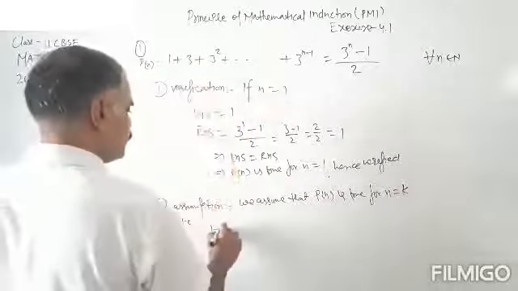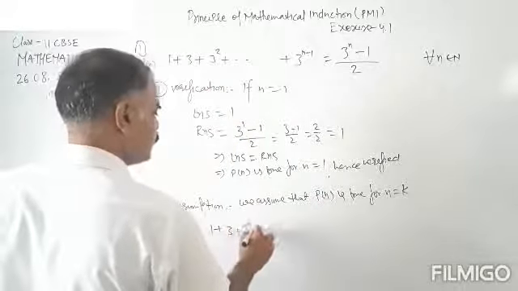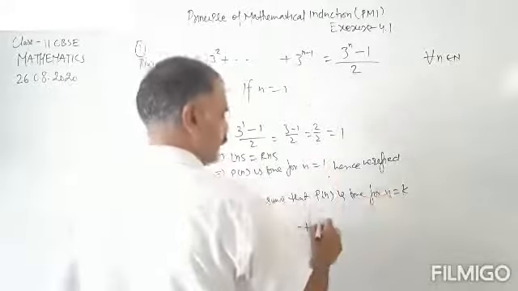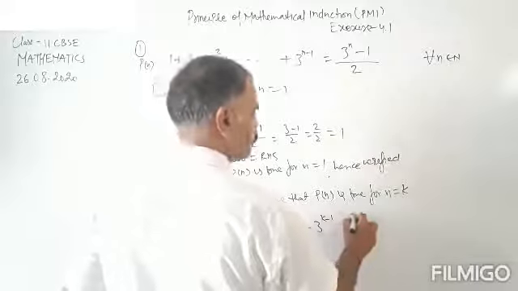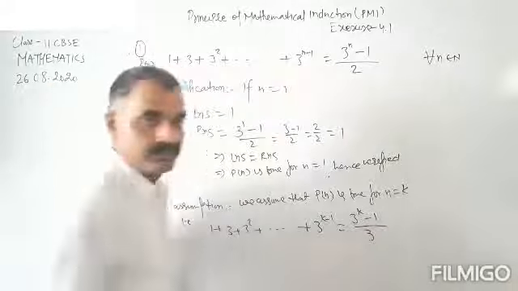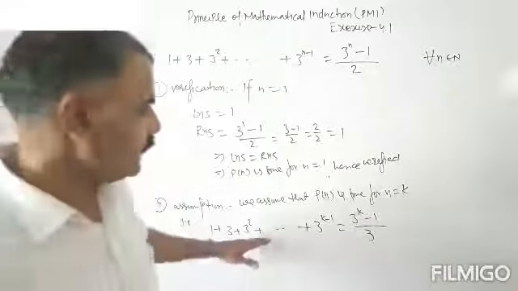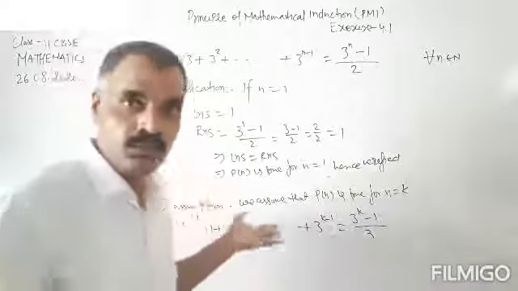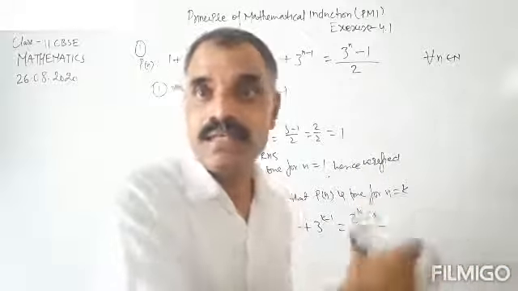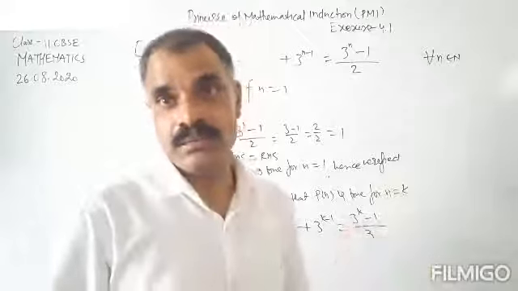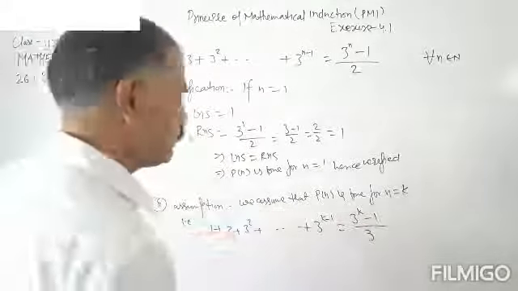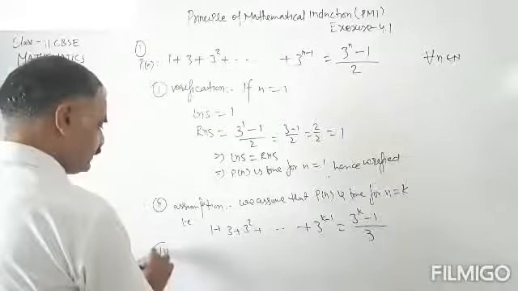So this one is 1 plus 3 plus 3 square plus and so on plus 3 to the power k minus 1, which is equal to 3 to the power k minus 1 upon 2. So this is true. It means the left hand side is equal to the right hand side. Okay, this one is true.